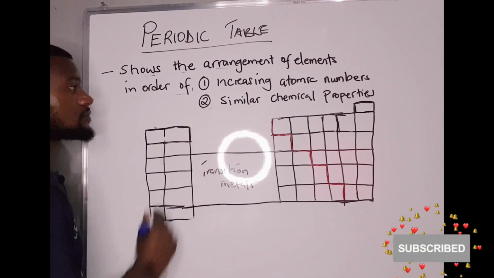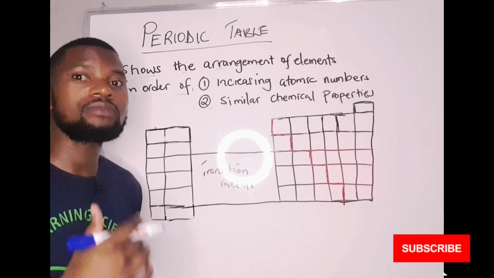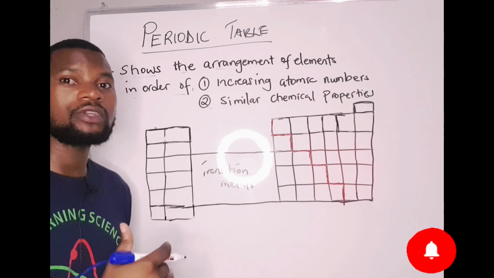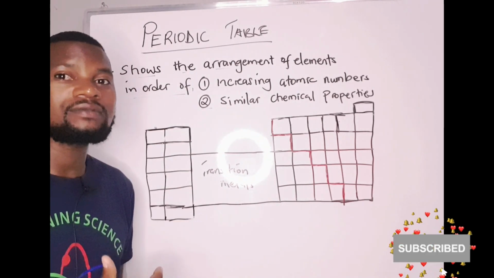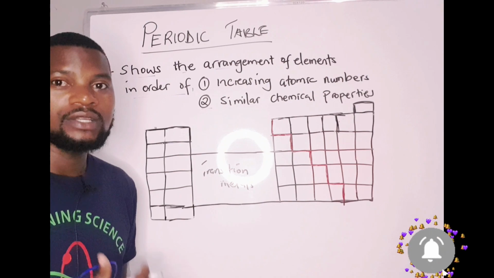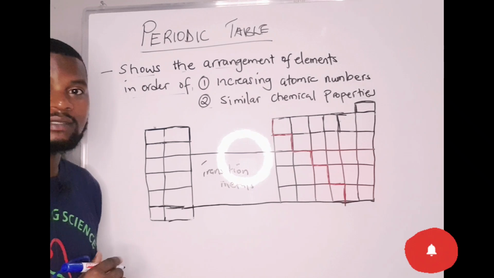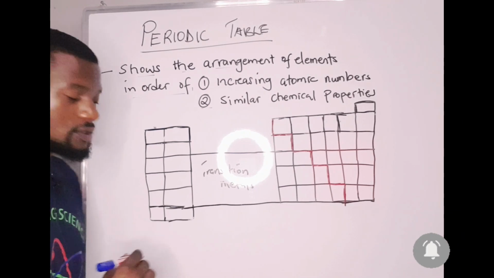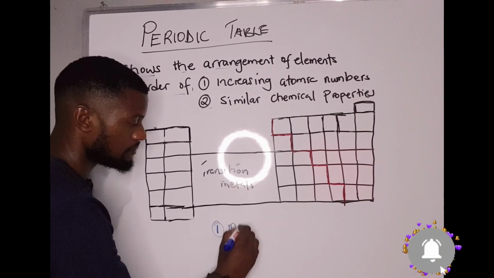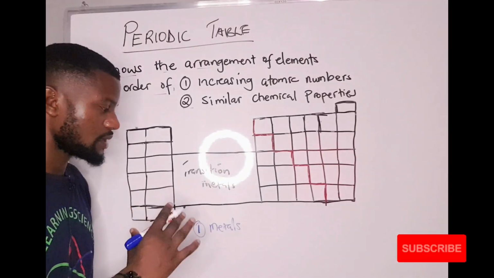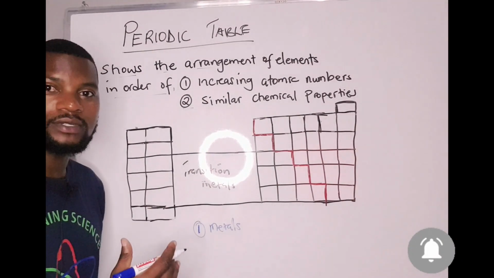Then the second one is about the similarity in chemical properties. What it means is that all the elements that are put in a certain arrangement will have similar properties. Now, these elements represent 3 important things on the periodic table. One of the things that they represent is metals. So we are saying some of these elements on the periodic table are metals.